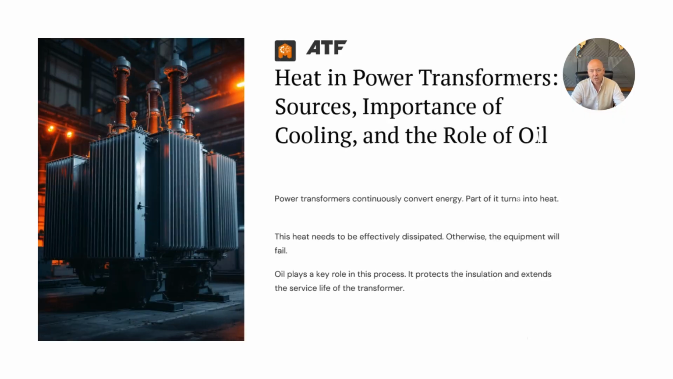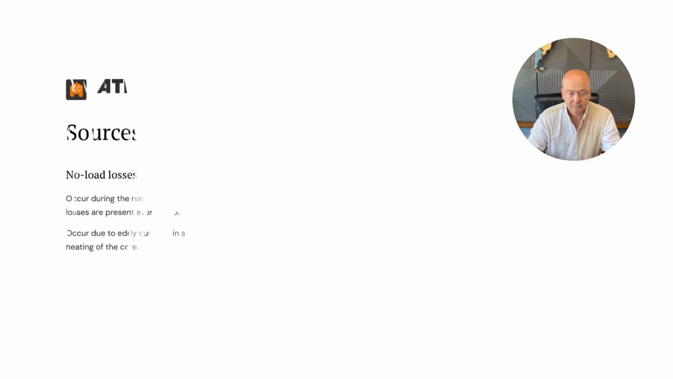Power transformers are not just components in a power grid. They are machines where energy constantly flows, and as a result, heat is inevitably generated. Today we begin the first chapter and focus on the fundamentals: where this heat comes from, why cooling is critical, and how oil helps preserve the life of the equipment. This module covers energy losses, heat generation, transformer oil as a coolant, and temperature limits defined by international standards.